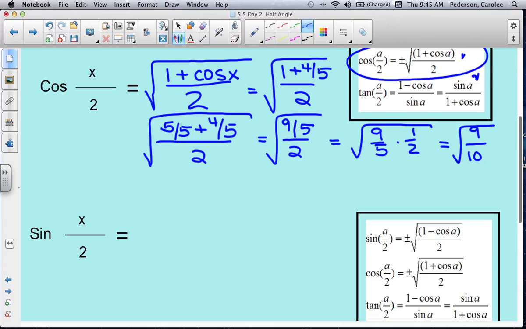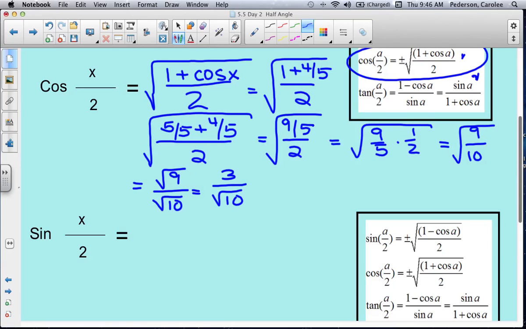Now we have a radical with a fraction. We can split up that radical into two radicals. Square root of 9 over square root of 10. One of those is a perfect square, the numerator. Square root of 9 is 3.